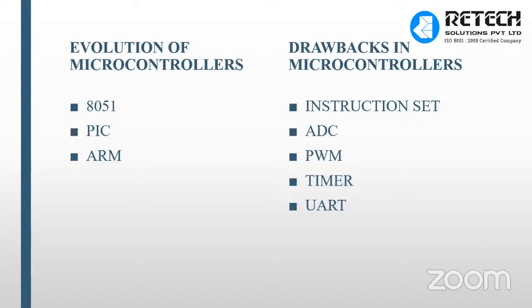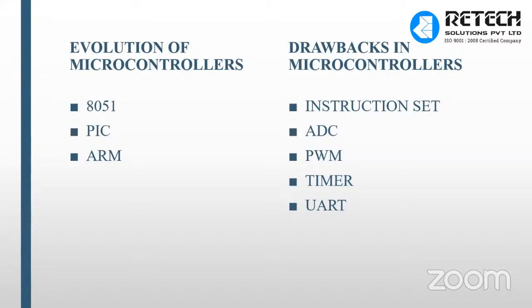Now we have the Arduino microcontroller. It gives only 10 to 15 instructions. 256 is very large and very difficult, while 10 to 15 is very easy. That is why Arduino is very famous.